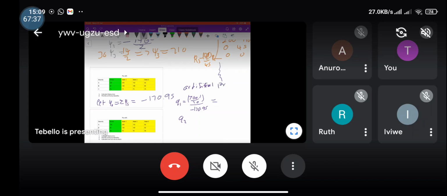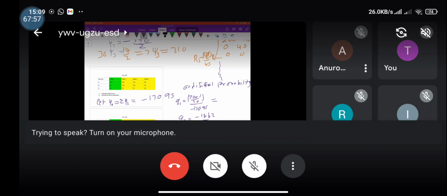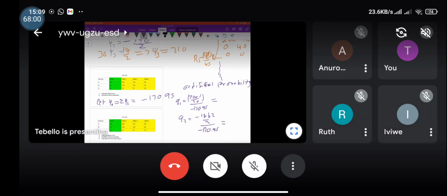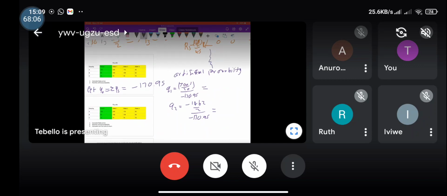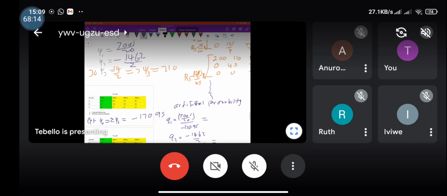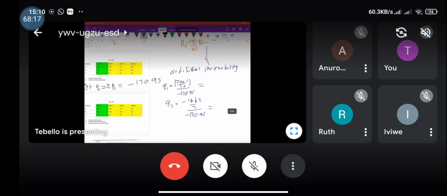Probabilities. So for 2, the answer is going to be negative 1462 over 2 over negative 170,95, and then you also find the answer, and then you do the same for 3 as well. Those answers you find will sum to 1. Q1, Q2, and Q3 will all sum to 1. So for 3, it's going to be 210 over negative 170,95.